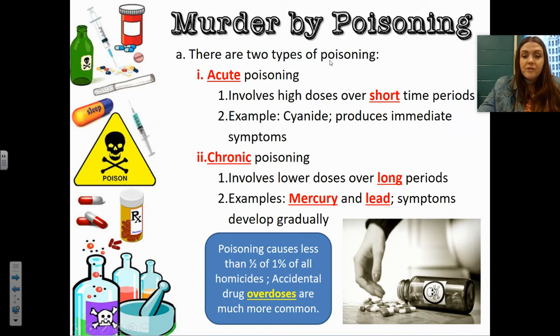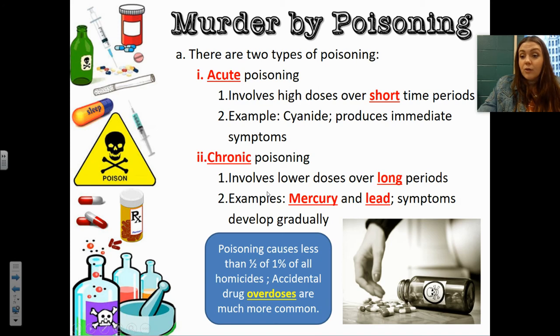So there are two types of poisoning. You can be acutely poisoned or chronically poisoned. Acute means it involves a high dose over a short time period, either all at once or really close together, giving them really high doses because your goal is to kill them right now. Chronic poisoning involves a lower dose over longer periods. So like slowly killing yourself with alcohol, like becoming an alcoholic, slowly alcohol poisoning.